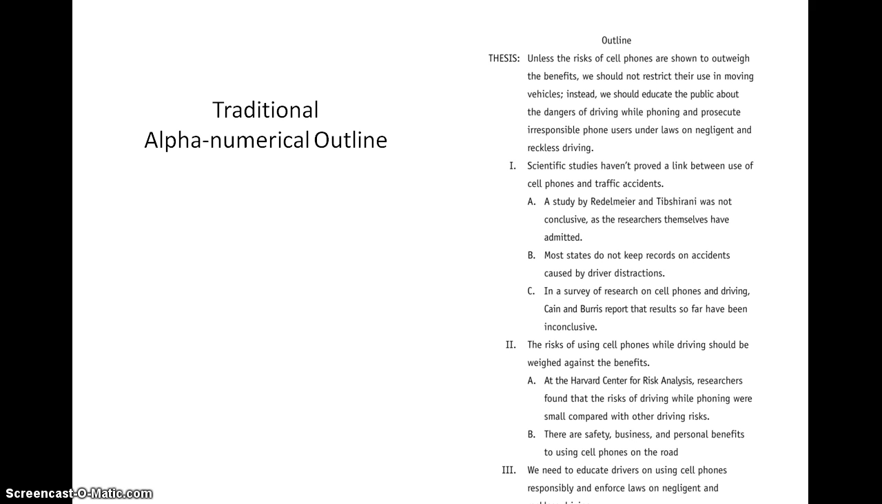Please put your thesis on your outline. Put your thesis in bold so that I can easily find it, because it might not be at the beginning. And just remember, for that traditional alphanumerical outline, the main rule is that if you have a 1, you need to have a 2. If you have an A, you need to have a B. If you have an Arabic numeral 1, you need to have a 2. That's kind of the rule for that one. Otherwise, you don't have enough information to include.